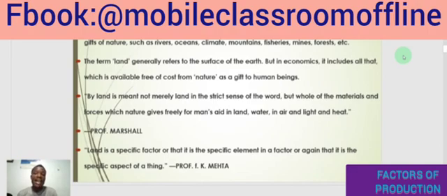And then Professor F.K. Mata also says that land is a specific factor, or that it is the specific element in a factor, that is, the specific aspect of something. So a specific aspect of something which is given by nature, we refer to it as land.